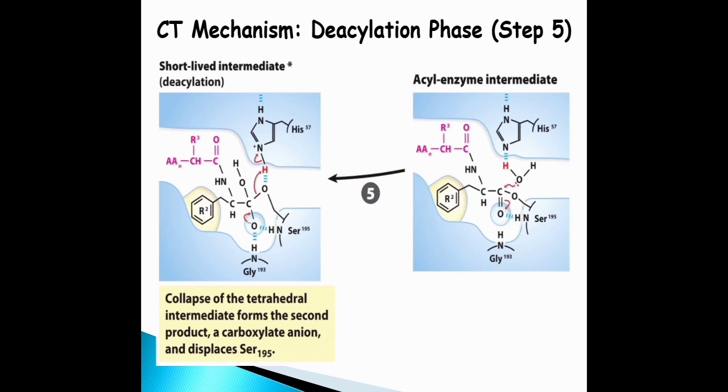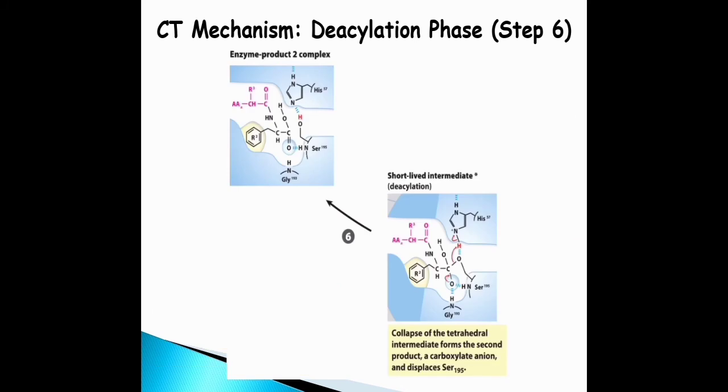CT mechanism, deacylation phase, step 5. Short-lived intermediate, deacylation, acyl enzyme intermediate. Collapse of the tetrahedral intermediate forms the second product, a carboxylate anion, and displaces SER195.